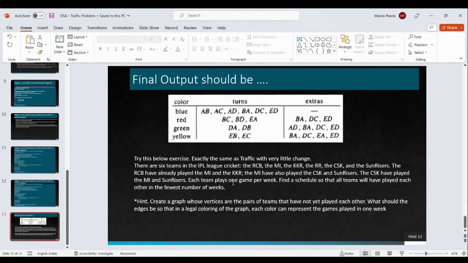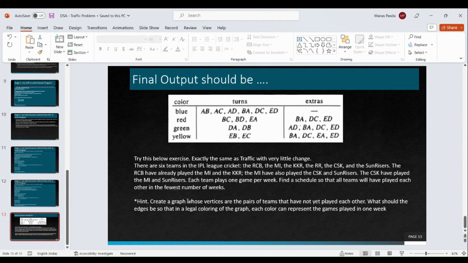Now each team plays one game per week. That is the condition. Under this, find a schedule so that all teams will have played each other in the fewest number of weeks. That is something we have to look at, how we can create a schedule so that each team plays the other teams in the fewest number of weeks. But remember, each team will play one game per week. They cannot play more than one.